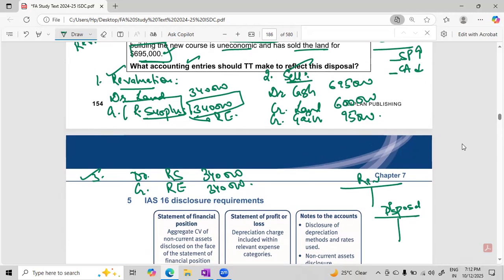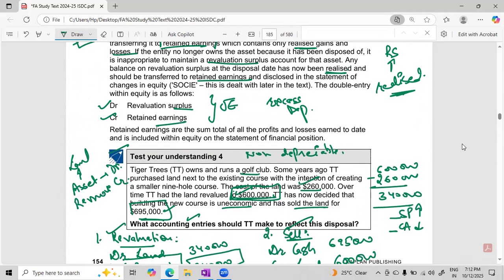So yeah, that's it for this video. I hope it is clear how we calculate depreciation, then how we make the transfer, why we make the transfer, and finally, how we dispose of the assets.